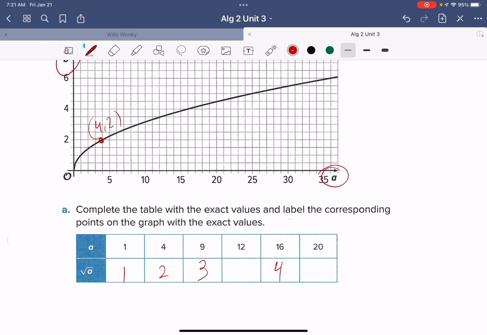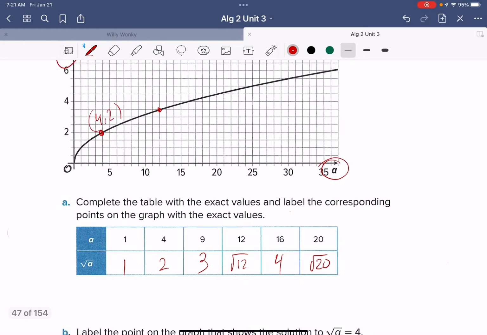Now 12 doesn't work out to a nice answer. So 12 is right here. We go up, we hit it. It's about 3.5, but it's not exactly 3.5 because it's an irrational number. It really is the square root of 12. And then, of course, 20 is the same way. You can't take the square root of 20, so you write square root of 20. It's some decimal answer, some irrational number.